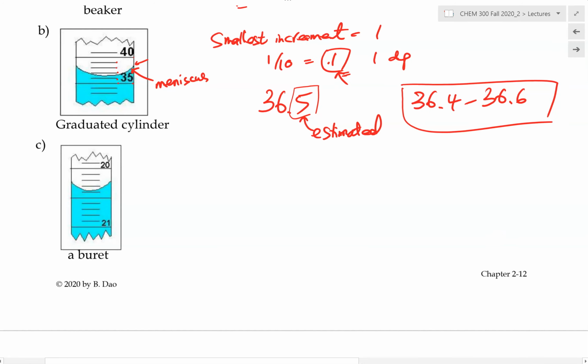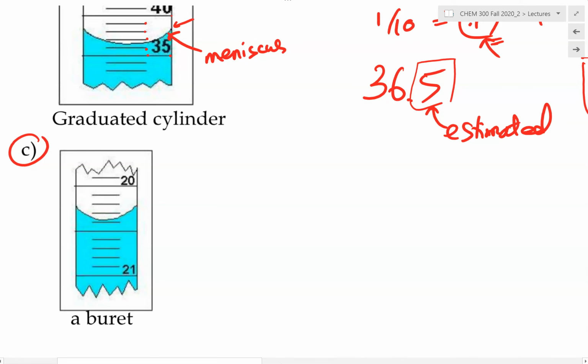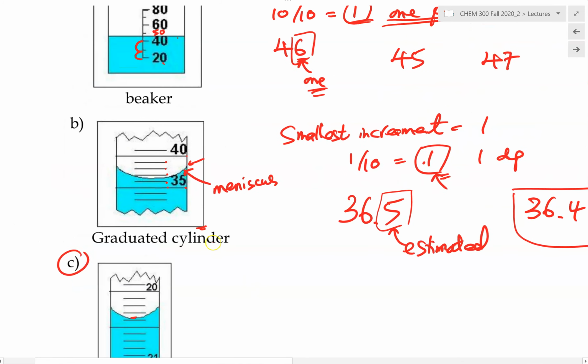And lastly, this burette right here. In this case, this is also a hollow column, so we are seeing this meniscus right here, and we're supposed to read right there. Now, if you pay attention, you would notice the following: the scale on this burette is different compared to the beaker and the glass cylinder. On the cylinder and a beaker, small values go from the bottom and high values are on top, right?